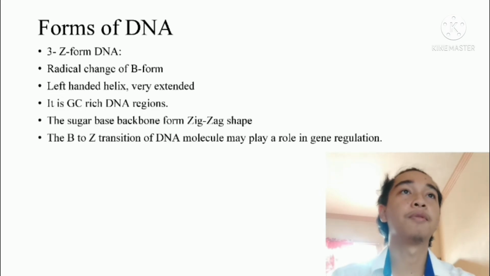The last one is the Z form of DNA. It is a radical change from the B form. It is a left-handed helix, very extended, found in GC-rich DNA regions. The sugar-phosphate backbone forms a zigzag shape. The B to Z transition of the DNA molecule plays a role in gene regulation.